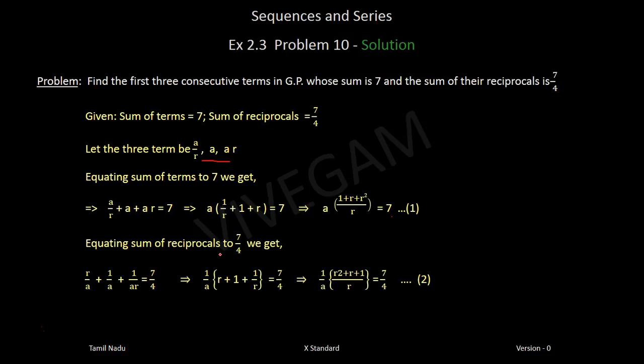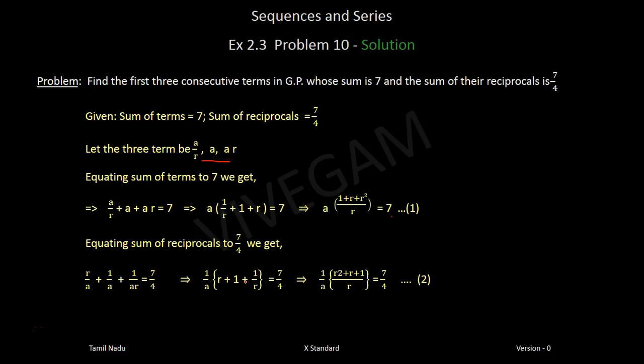Equating the reciprocals to 7 by 4, we get reciprocal of A by R is R by A, 1 by A, 1 by AR equal to 7 by 4. So take 1 by A commonly out, you will get R plus 1 by R equal to 7 by 4. Actually, you can jump everything and do this here also. But since I've done it this way, I will explain it both ways. If you see, both of them are the same: 1 plus 1 by R plus R.